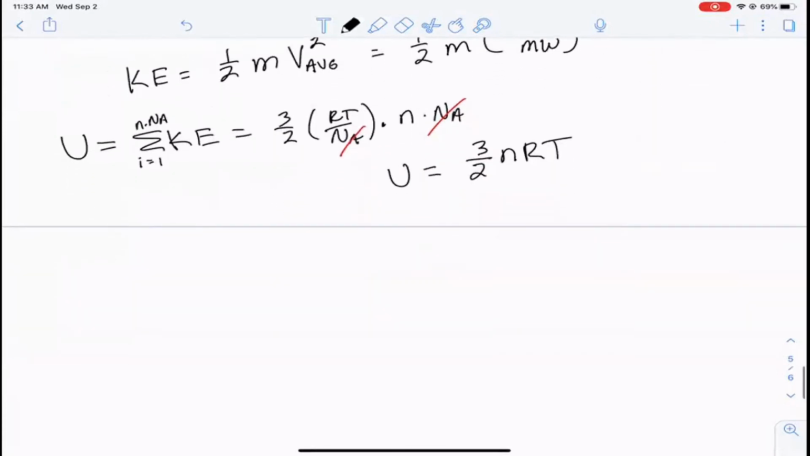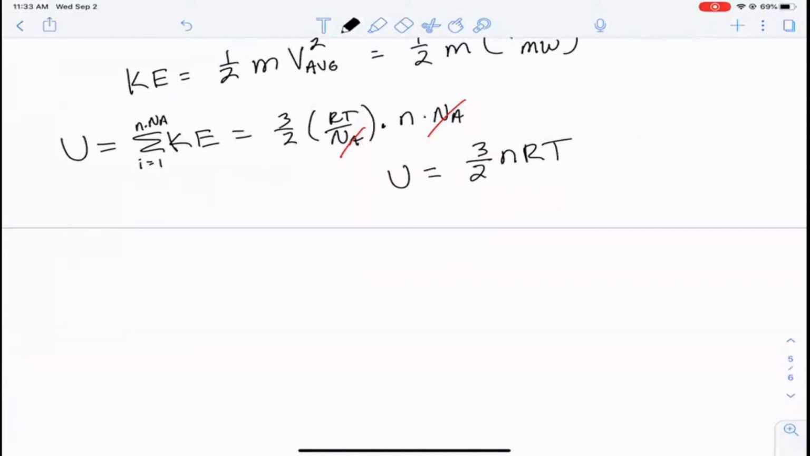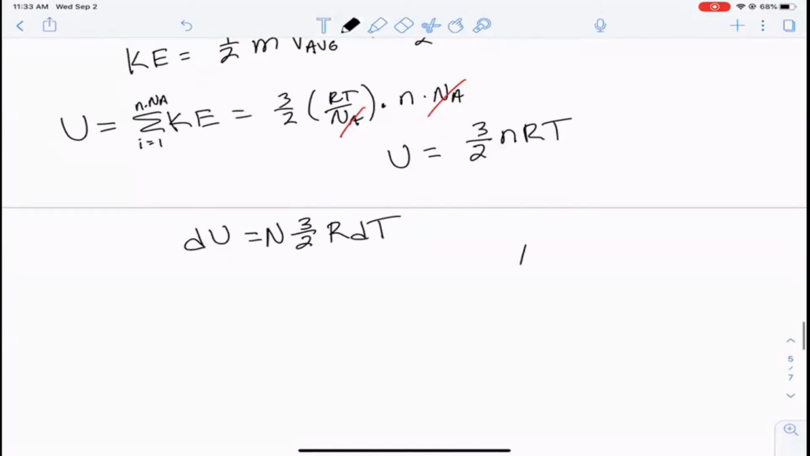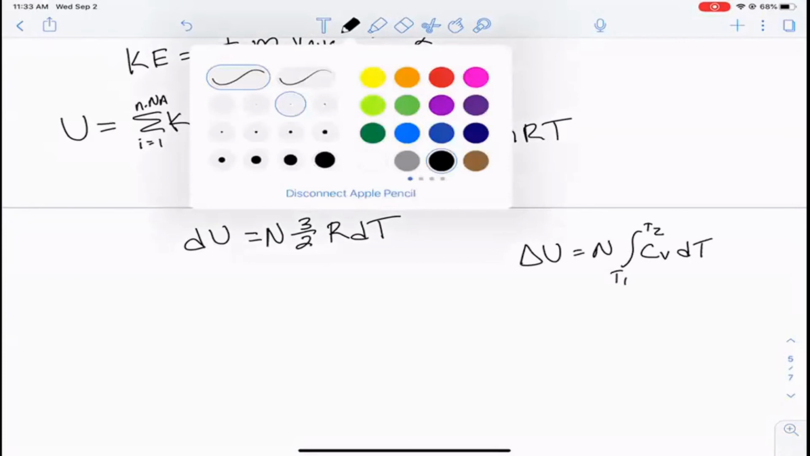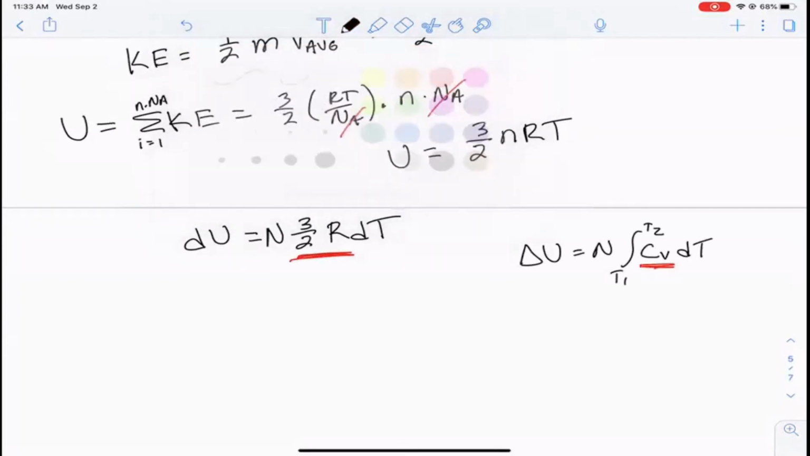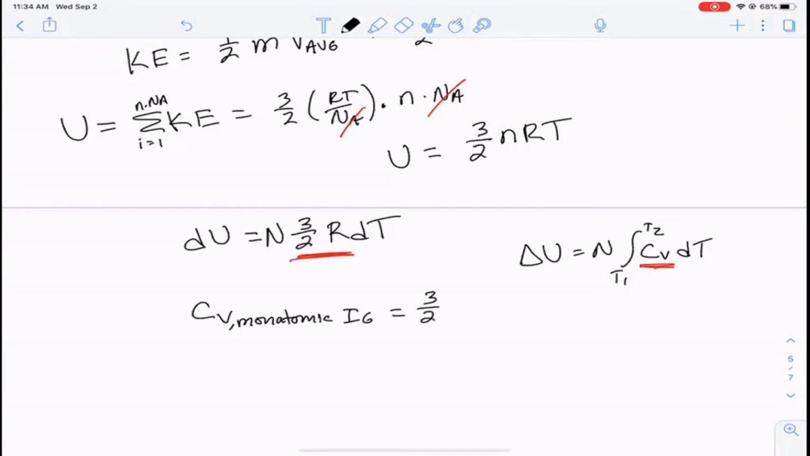And if you remember that we had an expression for the internal energy, I'm going to take the differential of U. So dU then equals, if you think about everything in this box, these are all constants, n times 3/2 times R dT. And remember that delta U for an ideal gas was equal to n times the integral from T1 to T2 of CV dT. So if we just look at these by comparison, we have actually derived that the constant volume heat capacity for a monatomic ideal gas is equal to 3/2 times R.